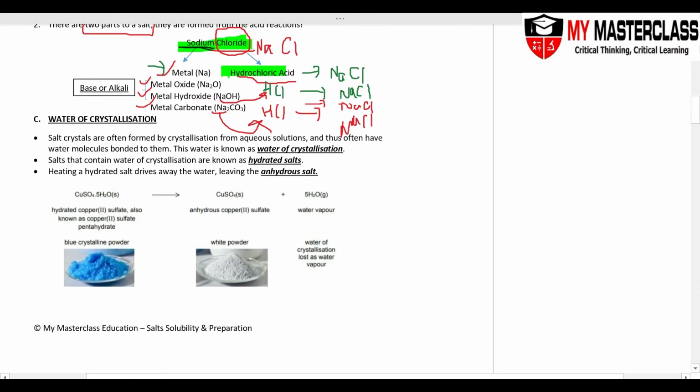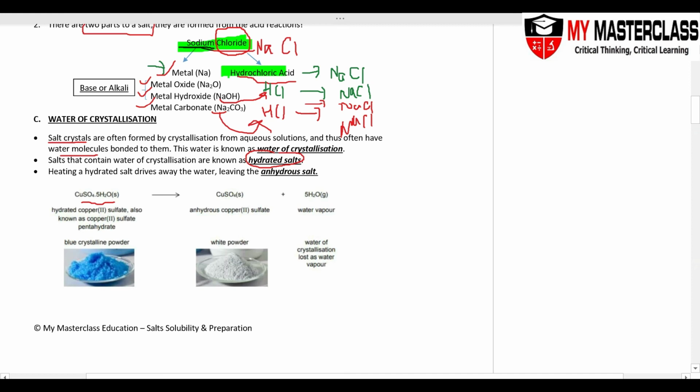Now, water of crystallization. Most of the time the salts formed are crystals. They are often formed by crystallization from aqueous solution and thus have water molecules bound to them. This water is known as water of crystallization. Salts that contain water of crystallization are called hydrated salts, and sometimes we represent them with the formula H2O. If the water content is not enough to dissolve the salt, but there is water surrounding it, it is hydrated, and it will look like crystals.